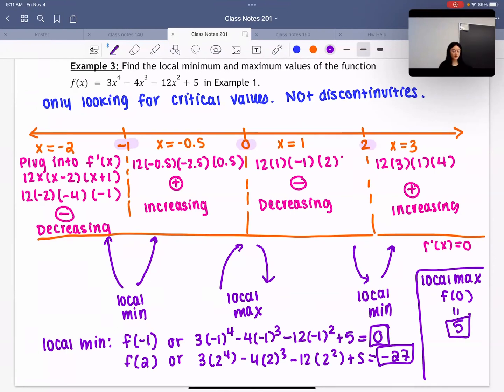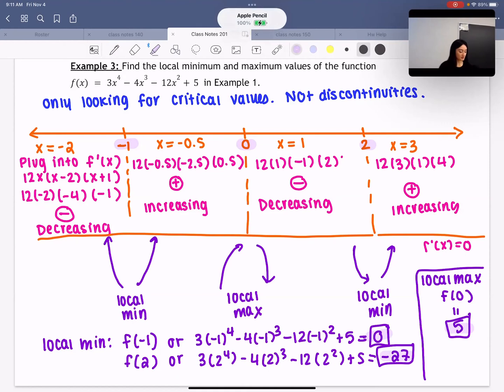Okay. Now, on WebAssign, I would definitely plug it into the original function. I don't think WebAssign would take f of -1. So if you're doing the homework and you're looking for a local min or max, I would definitely type in the actual number, okay? All right, any questions on example 3?